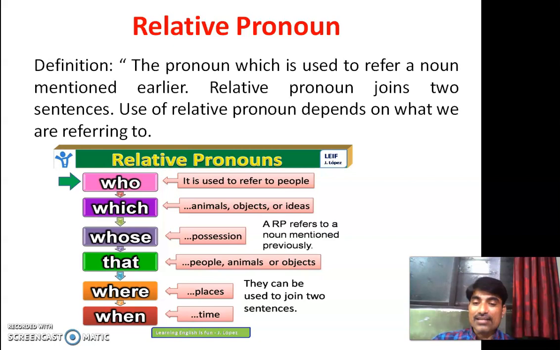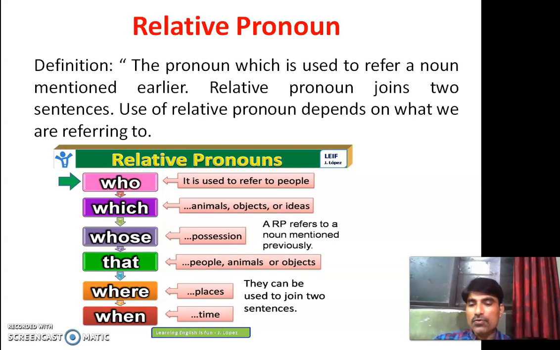So we must understand where to use who. Now who is used for people, which is used for animals, objects and ideas. Whose, in order to talk about the ownership of someone, is mostly for people. That can be used for both animals as well as people. Where indicates a place. When talks about time. So when we are learning it, we must be in the position to frame certain sentences using all of these.